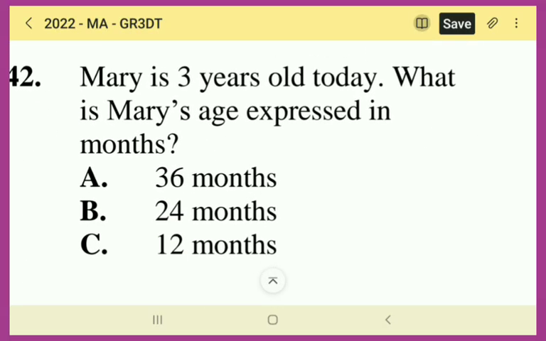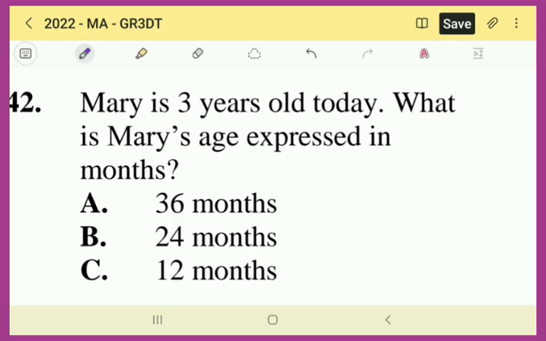42. Mary's 3 years old today. So today, right now, whichever day you're watching this video, that is your today. All right. So Mary is 3 years old today. What is Mary's age expressed in months? So we know that how many months make 1 year? That you have to know in order to really solve this one. So there are 12 months in a year. So it's 3 times 12. 3 times the 12 months.